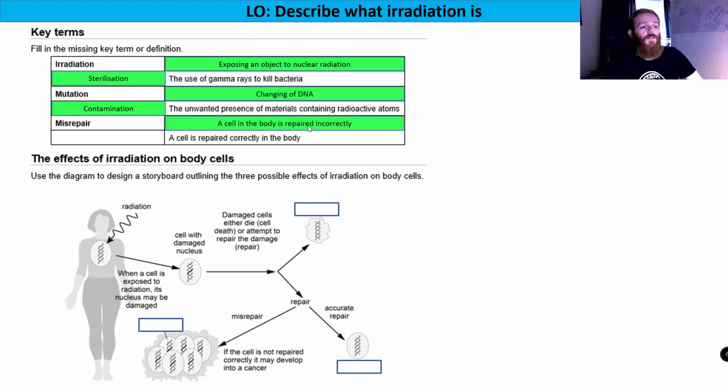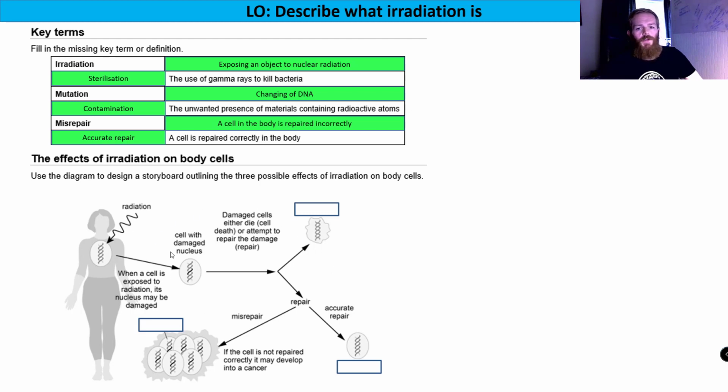Misrepair, the definition is a cell in the body is repaired incorrectly. And then finally, if a cell is repaired correctly in the body, which is just an accurate repair, or a repair, I suppose you would call that. So those are the keywords and definitions that we've been using throughout the lesson, and we will continue to use in other lessons as well, so worth remembering.